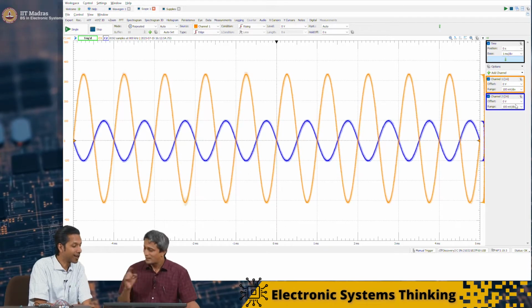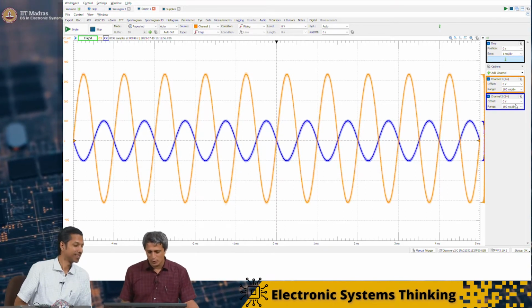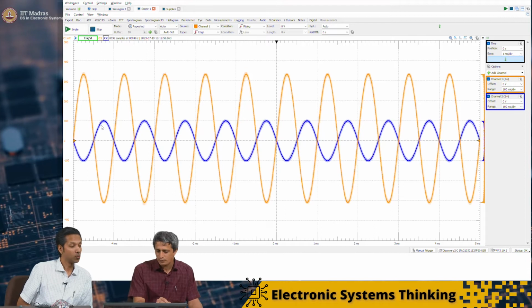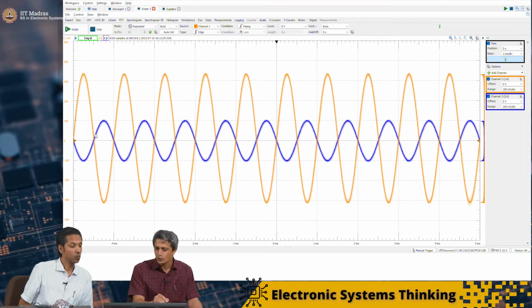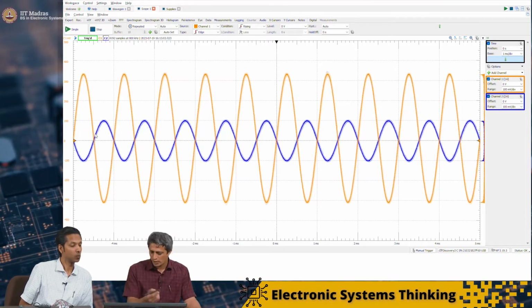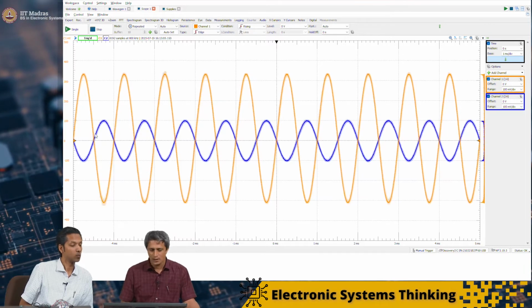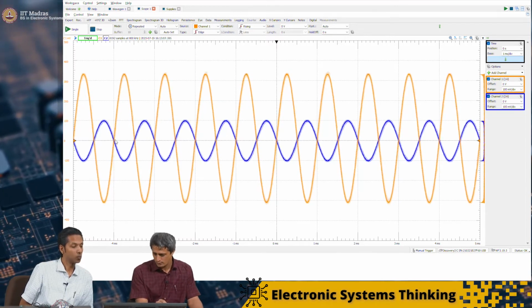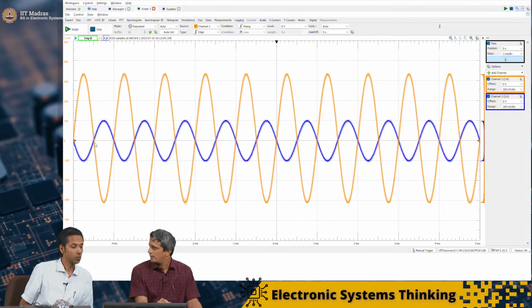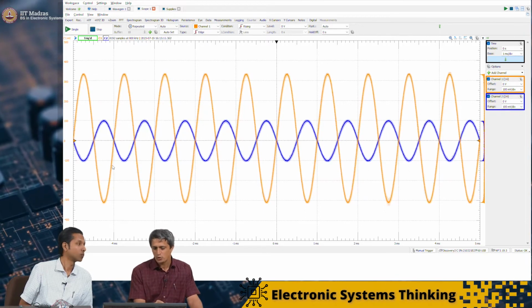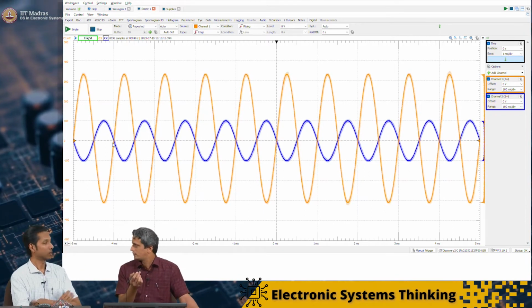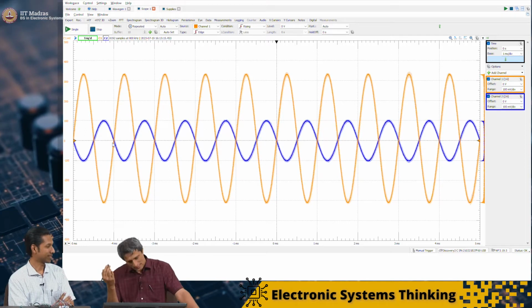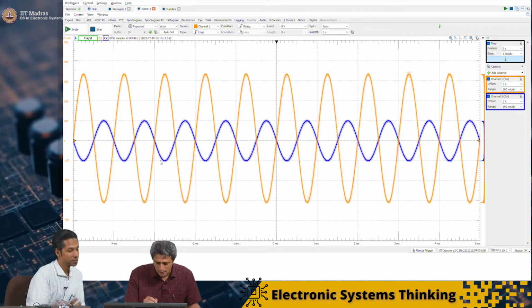It's inverted. Exactly. So what you see is, the blue is the V in of t. The orange, as usual, is the V out of t. As the input goes into its positive half cycle, the orange one is going through the negative half cycle. So that's how the minus A plays. Exactly. So the gain here, what is the gain?